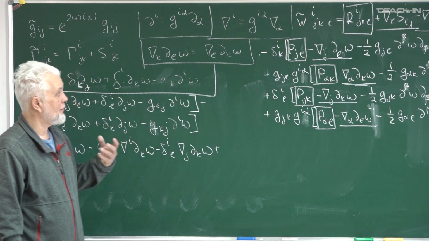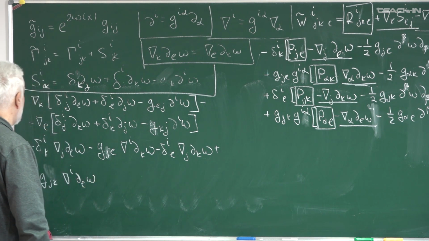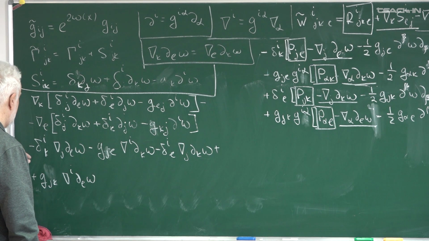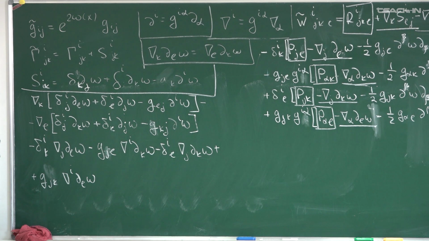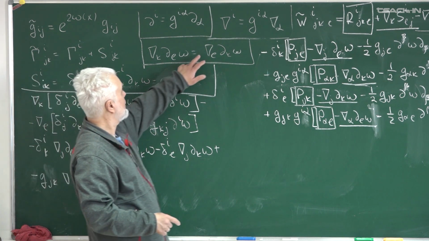Because the other terms are quadratic in omega. So let's have a look. We have, I'm sorry. Last term minus. Minus. Yes, thank you. Minus, yes, minus. First of all, these two terms vanish. You agree? We used this relation.